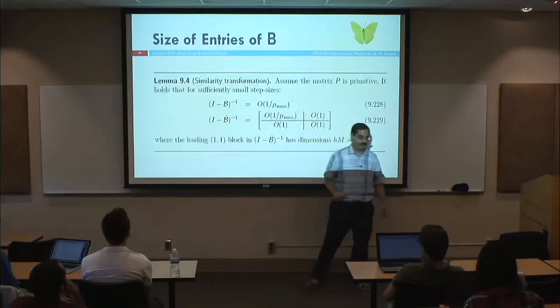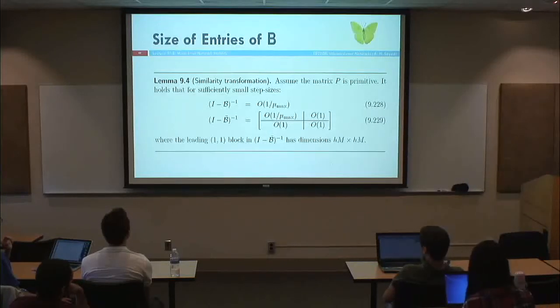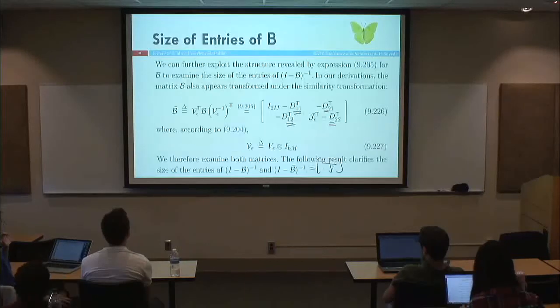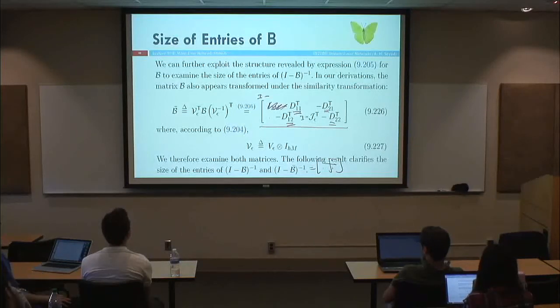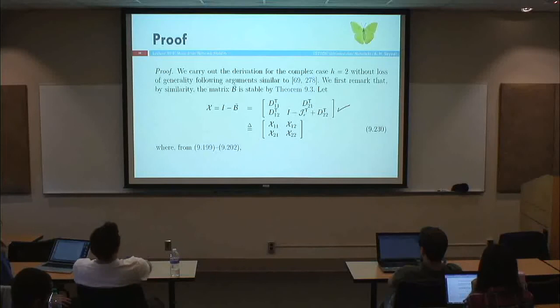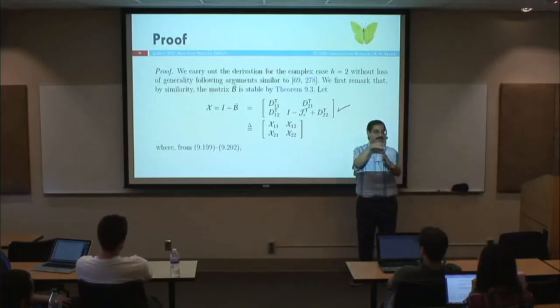So let's prove it. This is just simple algebra, so I will not go through all the details. I'll just give you the idea. I already know what B bar is, right? This is B bar. I minus B bar, you subtract I minus, so this I cancels out. This becomes plus, plus, you get I minus here. So here it is, this is I minus B bar. I want to invert it and find the size of the entries.